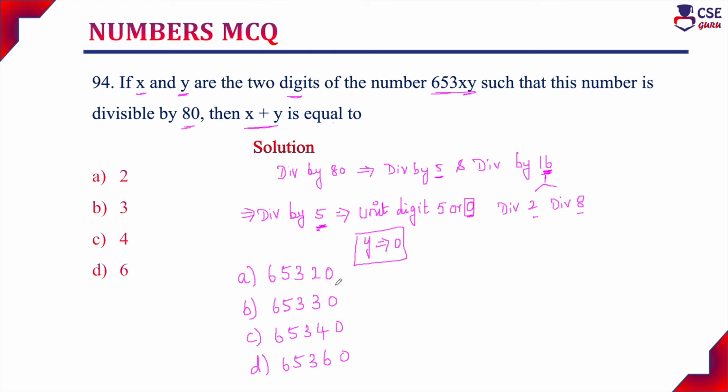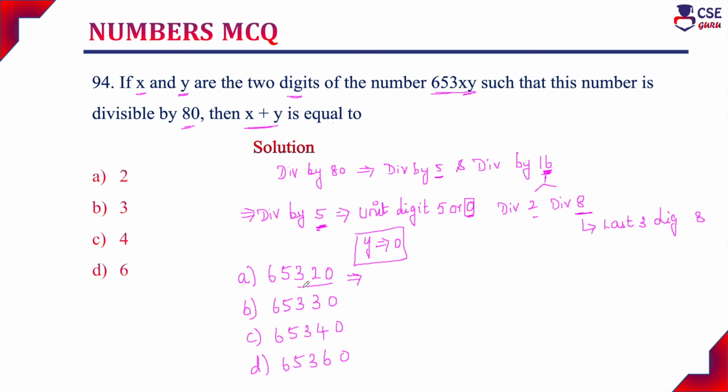So now, since the unit digit is 0, all these options will be divisible by 5. And since the unit digit is 0, all these numbers are divisible by 2 also. So now we need to check the divisibility rule for 8. The divisibility rule for 8 is that the last 3 digits should be divisible by 8.